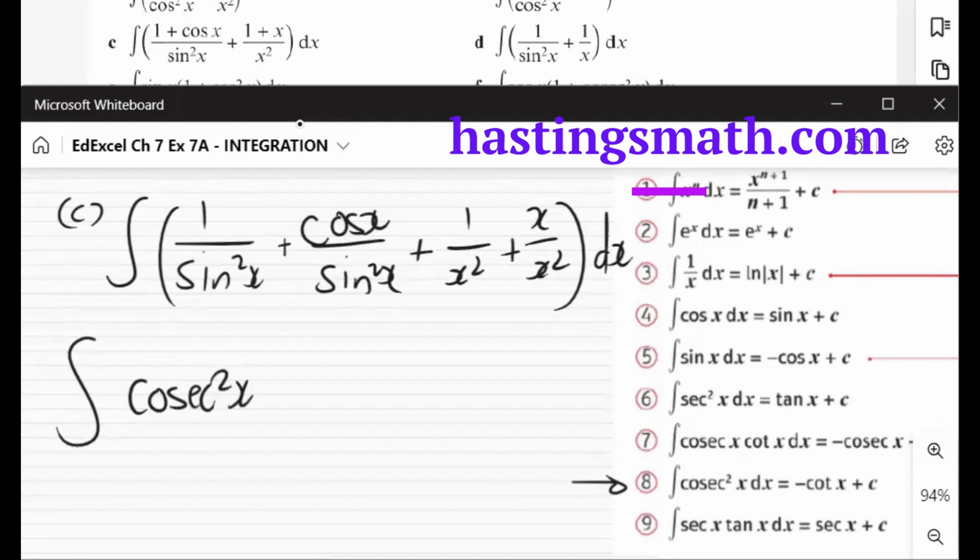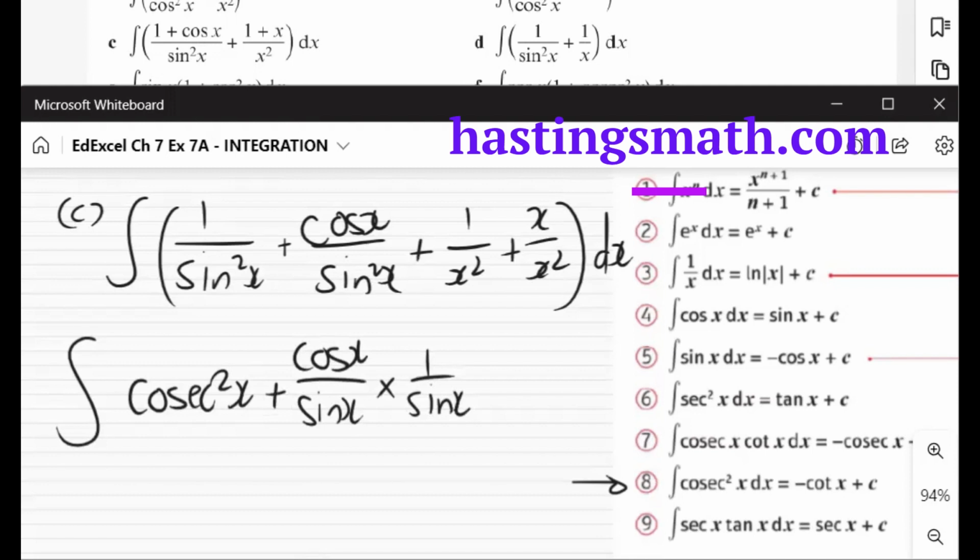Do we have a cos over sine? No, we don't have a cos over sine. So we need to do quite a lot more with that middle one. Let's change it to cos over sine times 1 over sine for now.